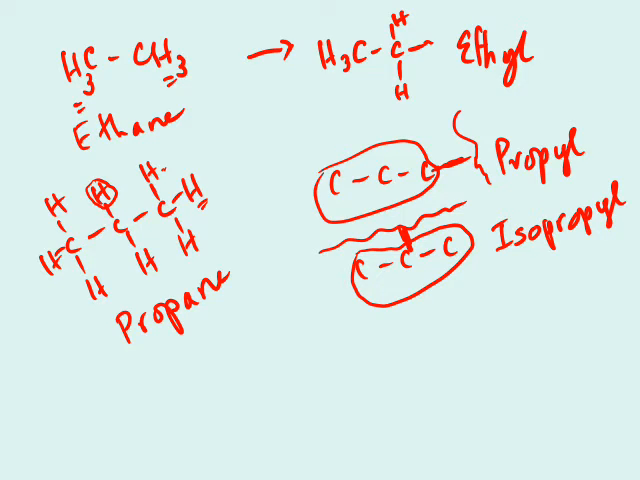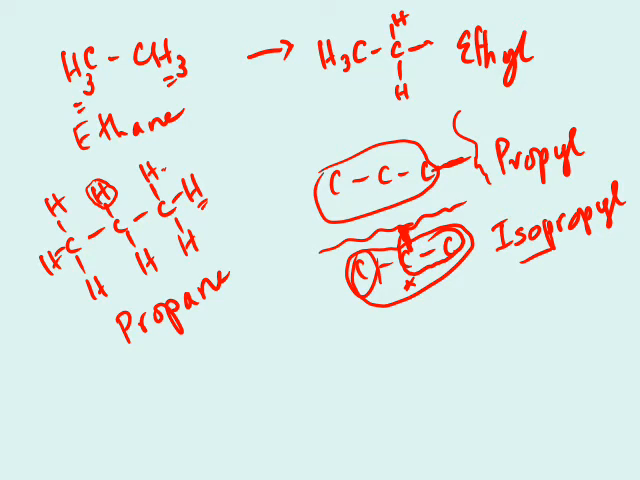So this is called isopropyl. Isopropyl is basically a propyl group where there's a branching next to the last. So this is my point of attachment to the long chain. Let's go to the end carbon, and next to the last, there is a branching. Whenever there's a branching next to the last, we call it iso.